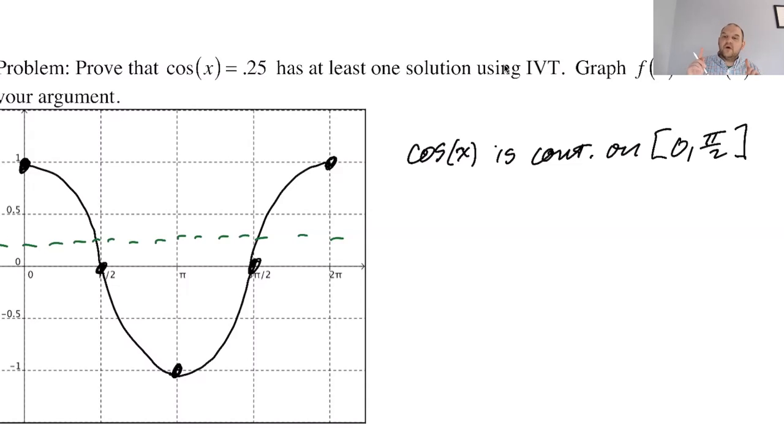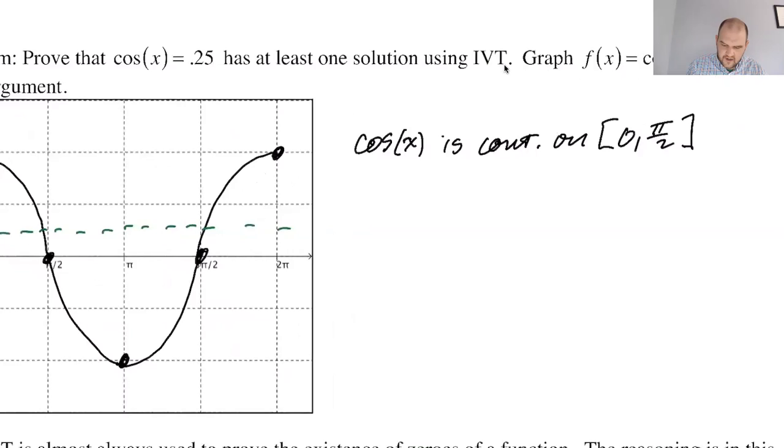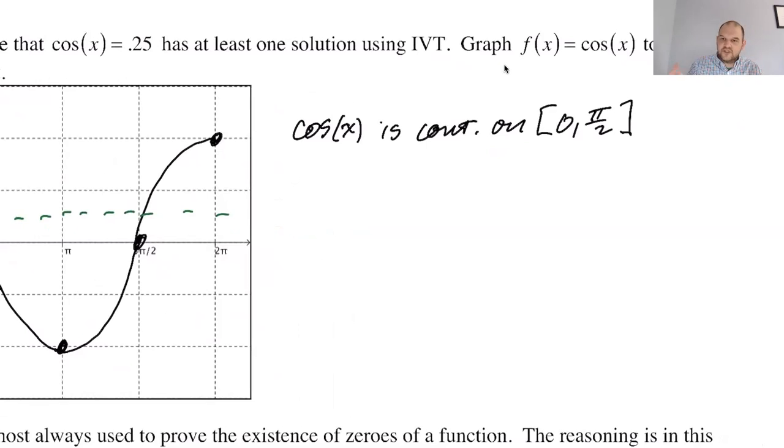If you wanted a more accurate interval, you could use pi over 3. The cosine of pi over 3 is 1/2, which is bigger than 0.25. Cosine of pi over 2 is 0, which is less than 0.25. That's a smaller interval and a little more precise, but we don't need that. We just need an interval and to show that it is true.